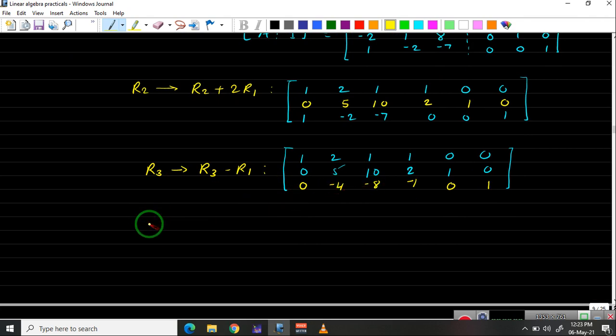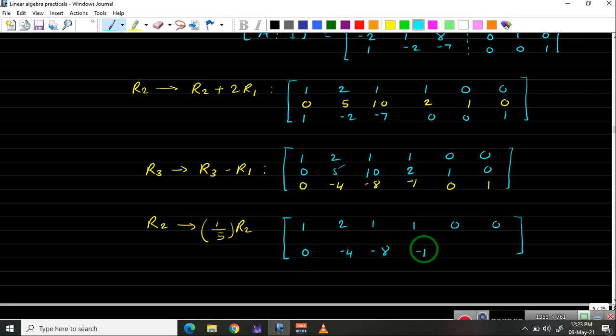Let us take one by one. So R2 will change to 1 upon 5 times R2. Again, we are changing only the second row, so the third row and the first row will be as it is. Let us put that first row as it is: 1 2 1 1 0 0. Also 0 minus 4 minus 8 minus 1 0 1.